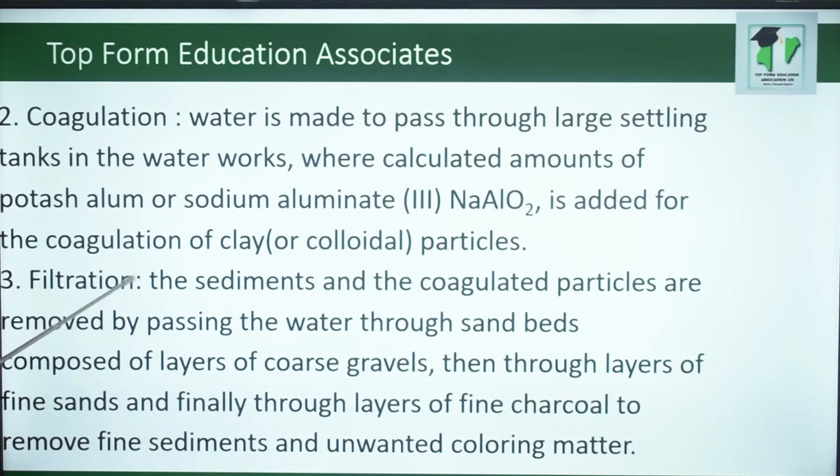Number 3, filtration. The sediments and the coagulated particles are removed by passing the water through sand beds composed of layers of coarse gravels, then through layers of fine sands, and finally through layers of fine charcoal to remove fine sediments and unwanted coloring matter. Some of us might be confused, why are we putting charcoal again? Charcoal will help to remove the unwanted coloring matter in the water.